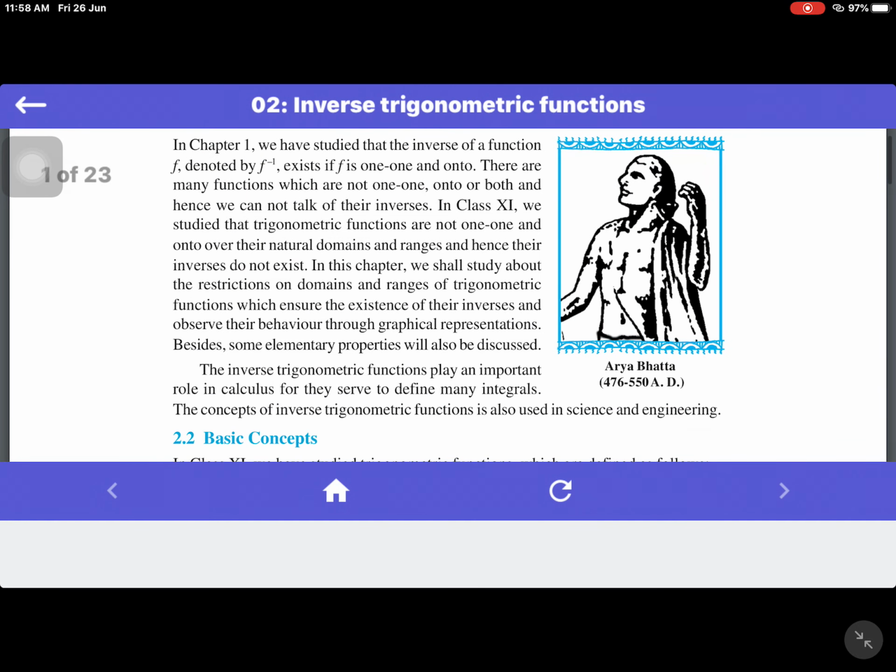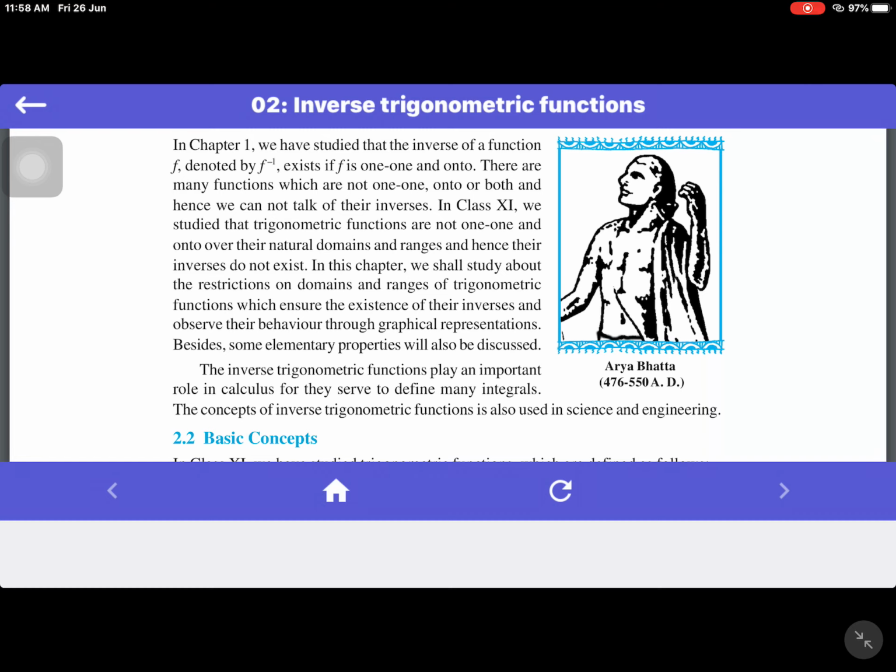Yesterday we discussed inverse trigonometric functions, that means the basic concept of inverse trigonometric functions. I already told you a given function is invertible if it is one-one and onto. The sine function maps from R to the closed interval [-1, 1], so it is unable to be one-one and onto. The main problem is with one-one.